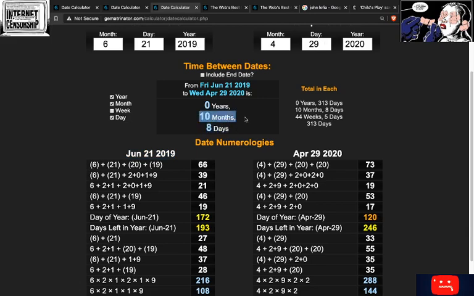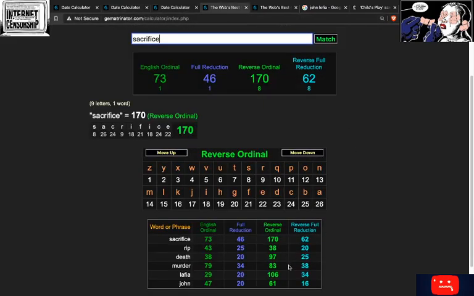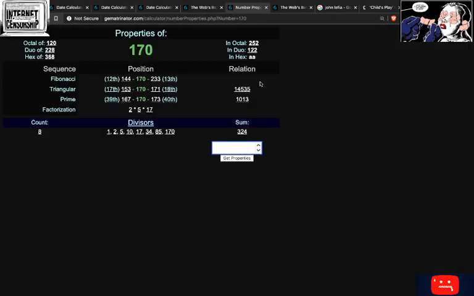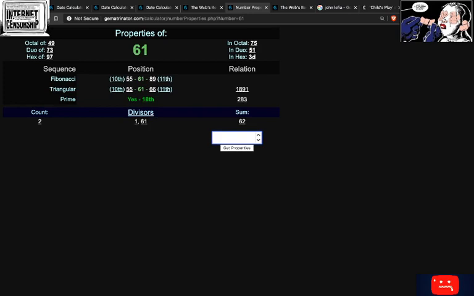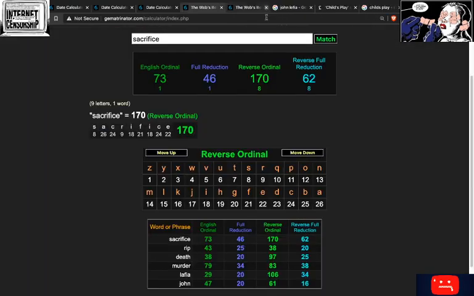10 months, 8 days kind of looks like 18, right? And again, 61 is the 18th prime. John is 61. So 61 is the 18th prime. So that's kind of interesting to see that pop up.